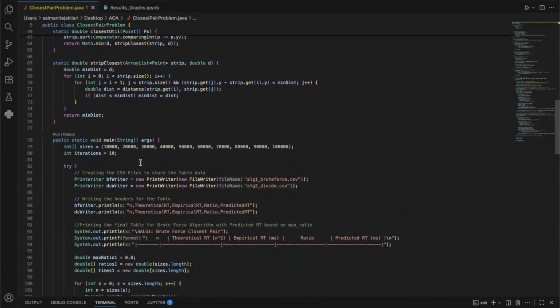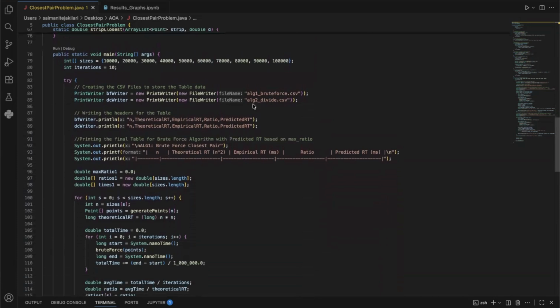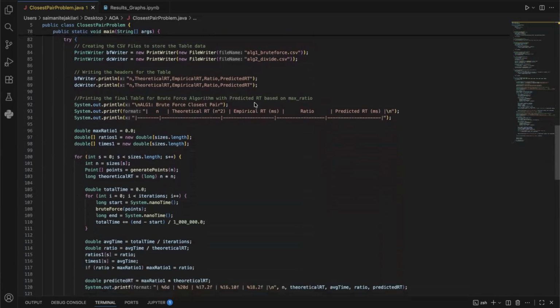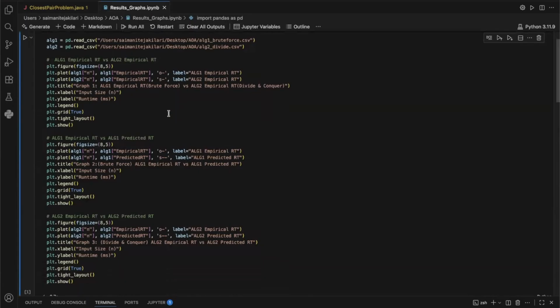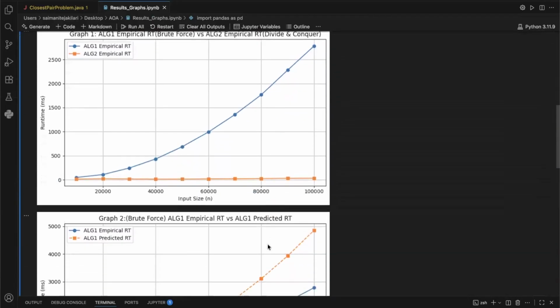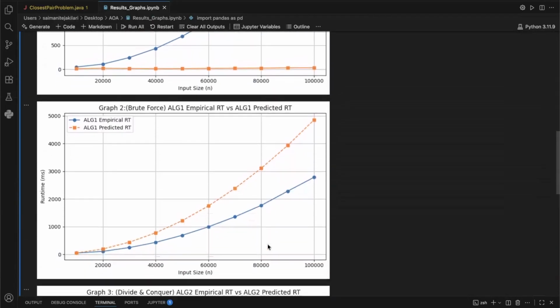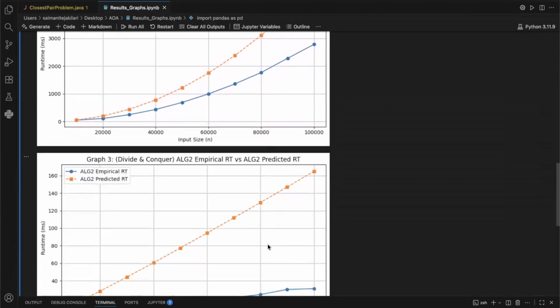For both algorithms, I took input sizes from 10,000 up to 100K, ran each size 10 times, measured the average runtime in milliseconds, and stored everything into two CSV files. I use Python here to load the CSV files and display the graphs using Matplotlib, showing empirical brute force and divide and conquer for each algorithm. The output graphs clearly show brute force growing much faster than divide and conquer, confirming the theoretical theta of n squared versus n log n behavior.